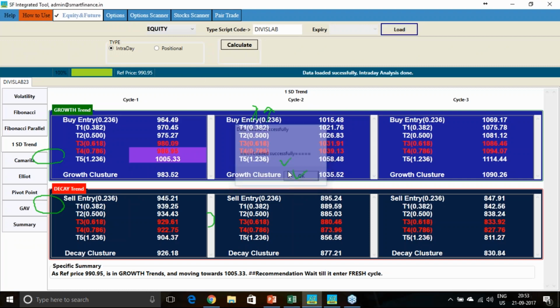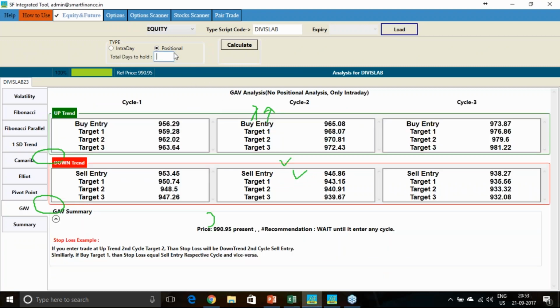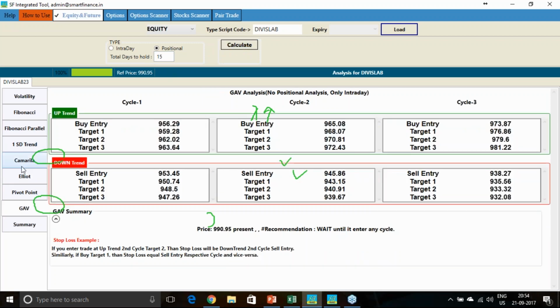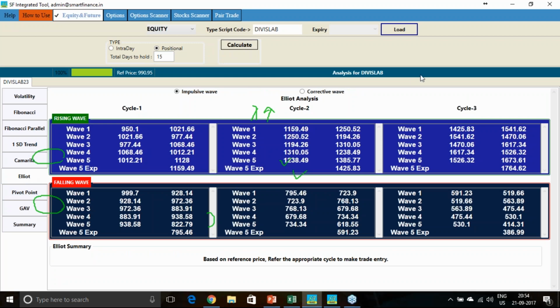I have taken the equity, nothing wrong. There I have shown you for futures. Here I am taking equity, 15 days. 15 days, calculate. So Elliott studies. So here, fine, this is the actual. It is just not reset. Once it is reset, you will get a proper value.